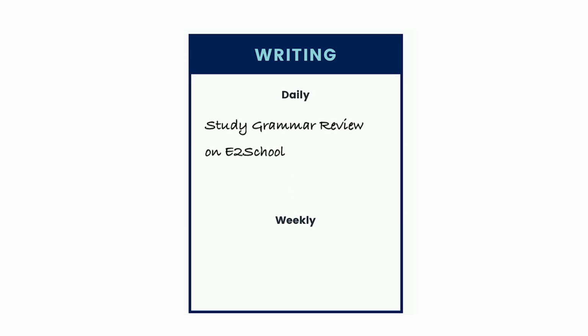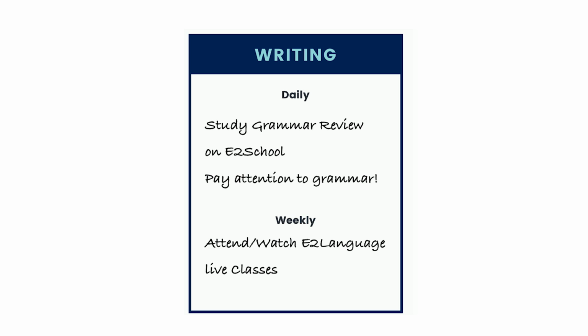Okay, so let's set some goals for writing. What you want to do is study grammar review on E2 School on a daily basis. If you can, go through all the verb tenses and the adjectives, etc. Refresh your memory. Also, pay attention to grammar. So when you're reading or when you're listening, pay attention to the way that the verbs work or which preposition was used. You need to sort of teach yourself. You need to become conscious of grammar. And on a weekly basis, you can attend or watch the E2 Language live writing classes.